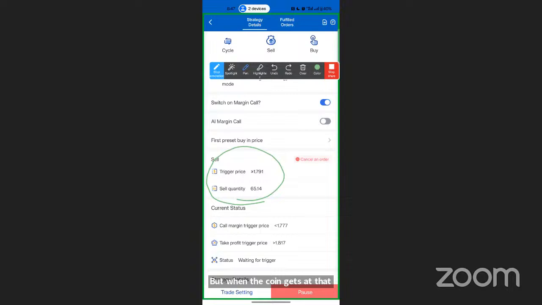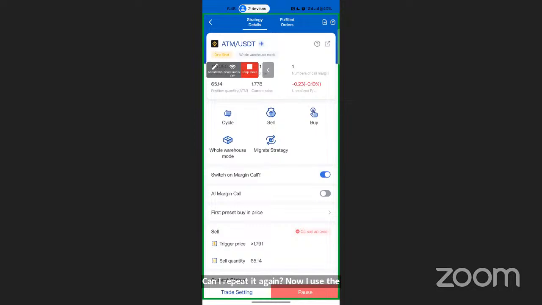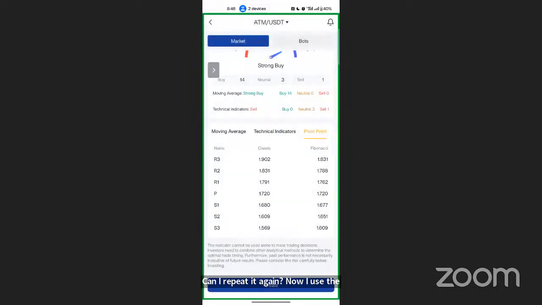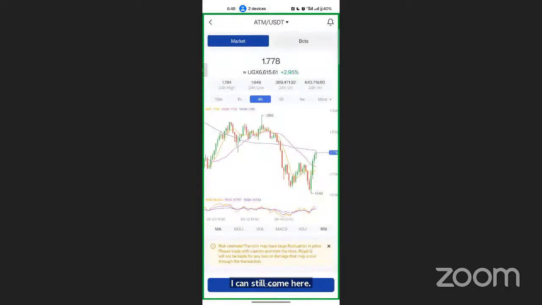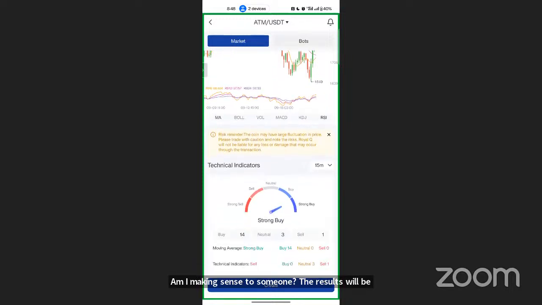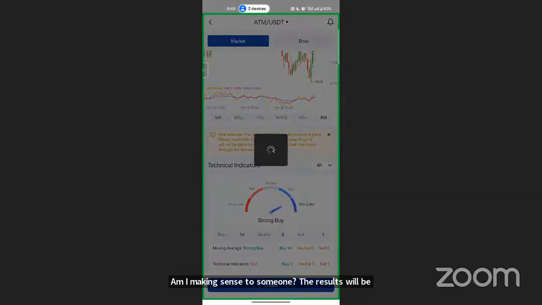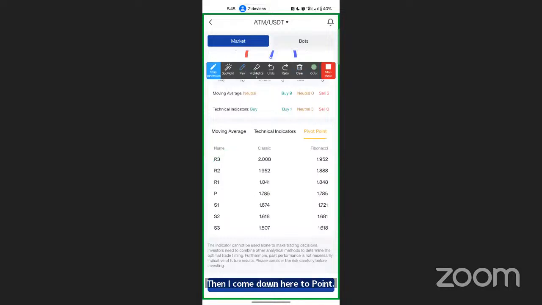Can I repeat it again? Now, I use the 15 minutes. If I want a bigger take profit, I can still come here and go, let me say, to 4 hours. The results will be different. Am I making sense to someone? Now, I change the technical indicator here to the 4-hour time frame. Then I come down here to pivot point. Can we see that there is a difference?